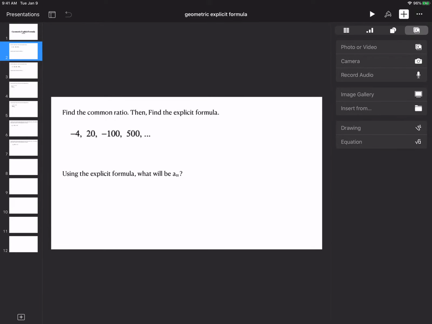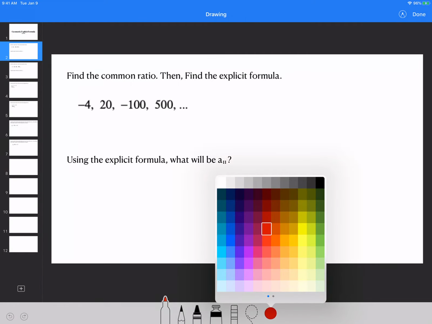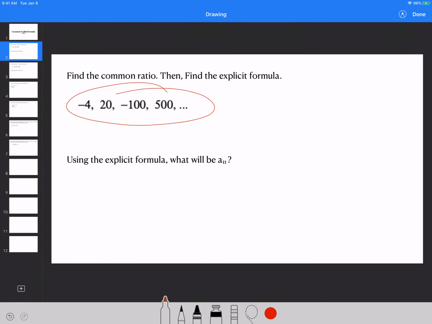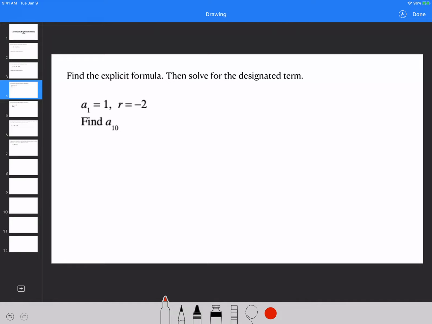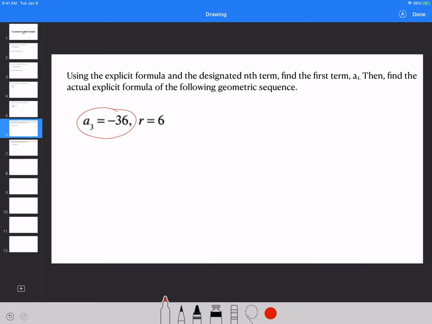So I'm going to give you three examples. The first is a question where the context is that they're just giving you a list of numbers. The second one is that they're giving you the very first term and the common ratio, and they're asking you to find a sub 10, which is fairly simple if you know the explicit formula. The third one is that I do not give you the first term, and the common ratio is given, so then how are we going to do that?